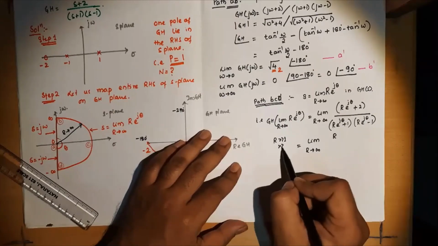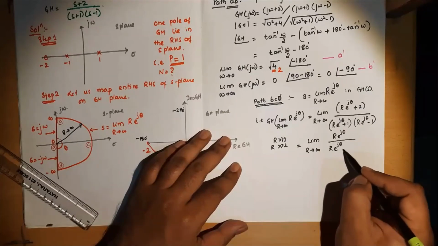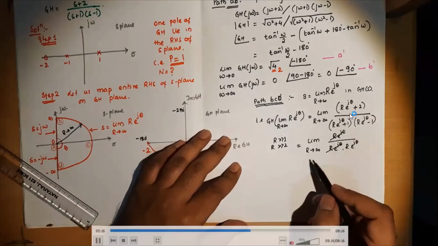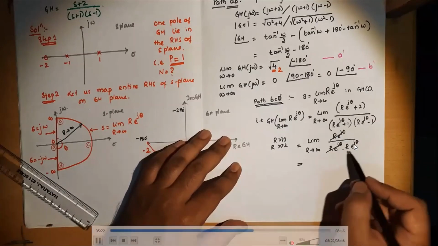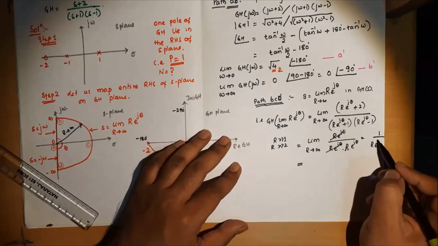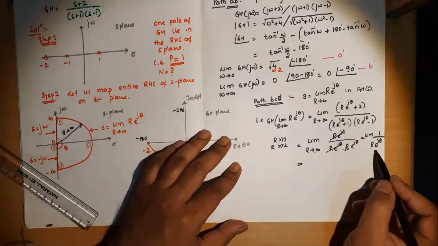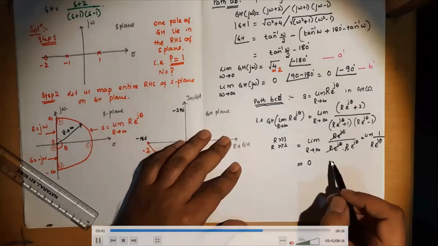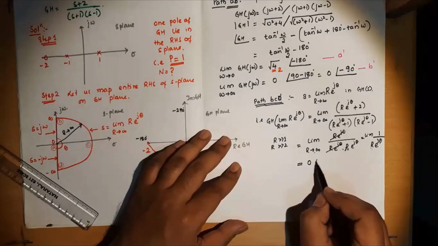So I can ignore this real part without any loss of generality. So I will approximate this as infinity plus 2, which is infinity only. So R and R will cancel. Only one R e raised to j theta will remain in the denominator. So 1 by infinity, R tending to infinity, 1 by infinity is 0. So magnitude is 0.